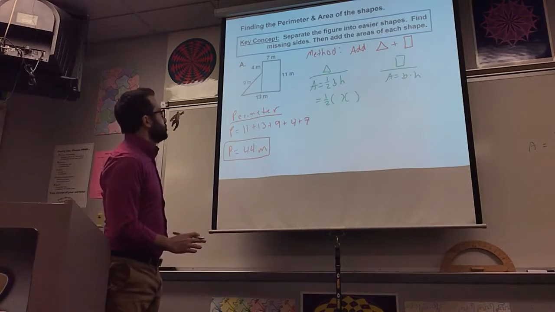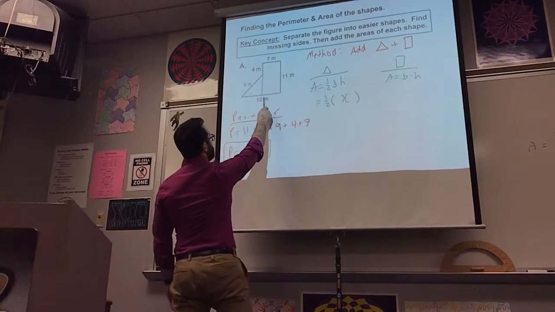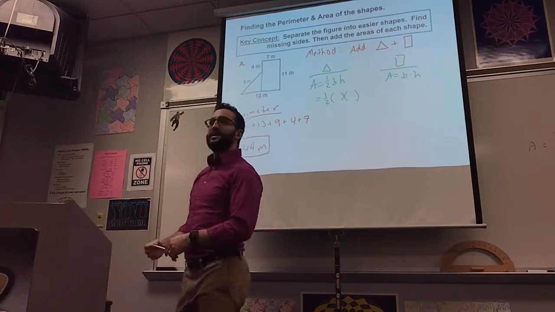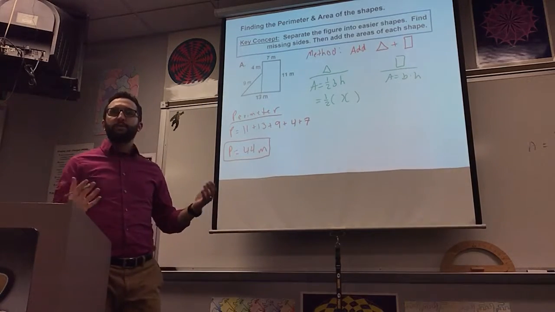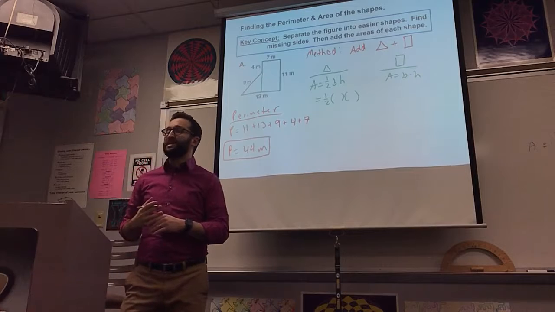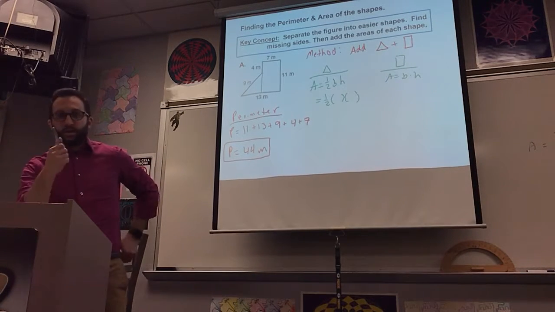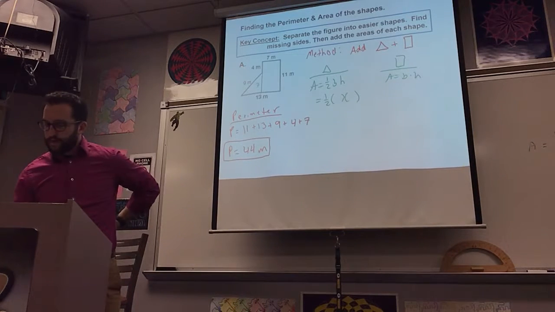Because what are the 2 perpendicular sides? This and this. Do those have any labels? No. So we're going to have to find out what they are. So, how can we do that? It might help to look at the rectangle. Caroline, what do you think? 11 minus 4. 11 minus 4 gives us 7. So 7 is going to be our height.